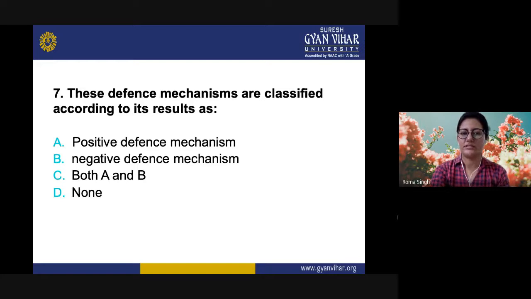Next question is, these defense mechanisms are classified according to their results as. Options are positive defense mechanism, negative defense mechanism, both A and B, or none. And the correct answer is both A and B. So these two are the types, positive and negative defense mechanism.